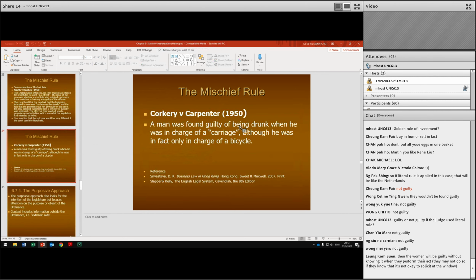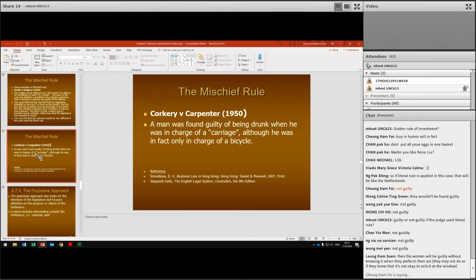In another case, Corkery and Carpenter, a man was found guilty of being drunk when he was in charge of a carriage, although he was in fact only in charge of a bicycle. So he was guilty of drunk driving, 醉駕, even though he was only in charge of a bicycle.